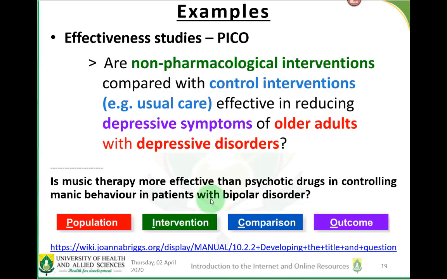Can you identify what the population is, what the intervention is, what the comparison or comparator is, and what the outcome is?